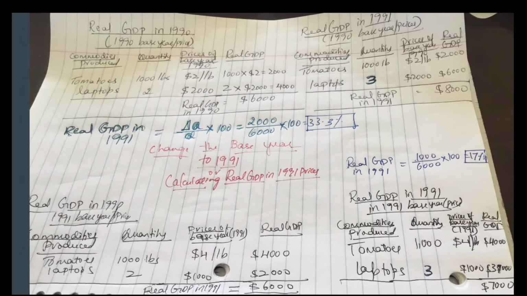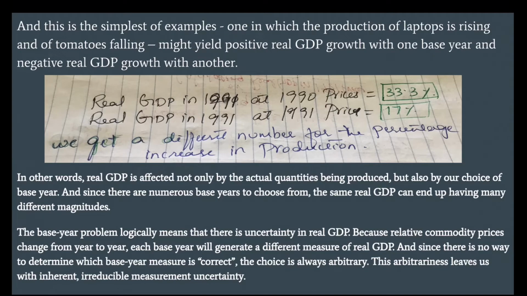This will give a different measure of real GDP when we change the base or calculate the production using different prices. And this is the simplest of examples. One in which the production of laptops is rising and tomatoes is falling might yield positive real GDP growth with one base year and negative real GDP growth with another. So the real GDP growth in 1991 at 1990 prices is 33.3%. Real GDP growth in 1991 at 1991 prices is 17%. So we get a different number for the percentage increase in production.